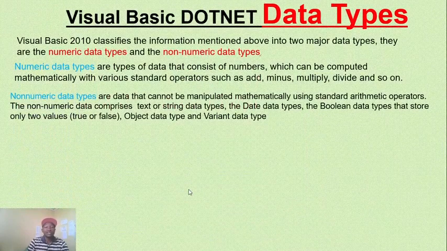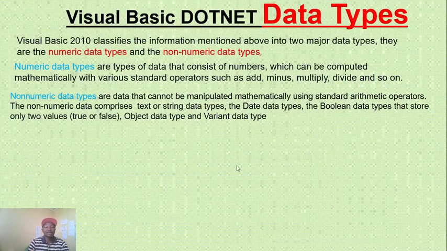Then we can look at Visual Basic .NET data types. The keyword here is data types. Visual Basic 2010 classifies the information mentioned above into two major data types: numeric data types and non-numeric data types. Numeric data types are types of data that consist of numbers which can be computed mathematically with various standard operators such as add, minus, multiply, divide, and so on. Therefore, we can classify the data types into numeric and non-numeric.